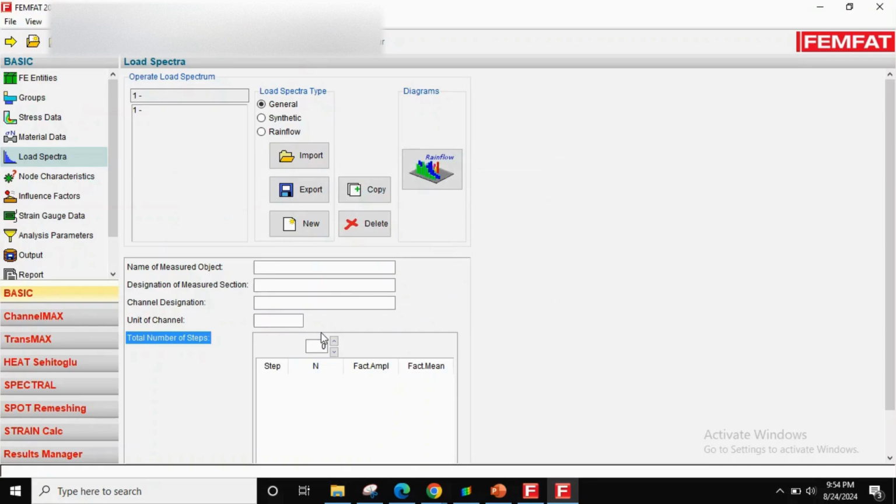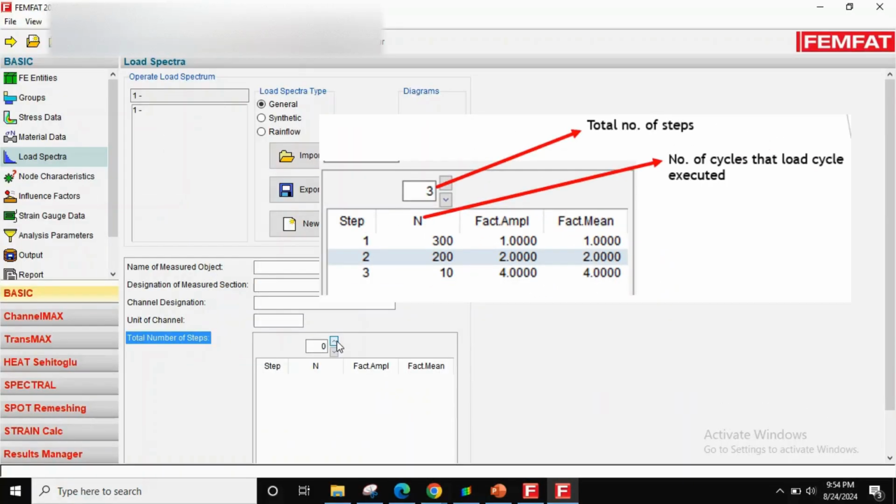the number of steps, if there are three steps in the fatigue cycle, then you can create three. If there are four types of different cycles in your fatigue, suppose one is going from plus P to minus P, and the second cycle is going from plus 2P to minus 2P, then you can create in that fashion. So in the current scenario, there are three types of steps here. So I will press 3 here.